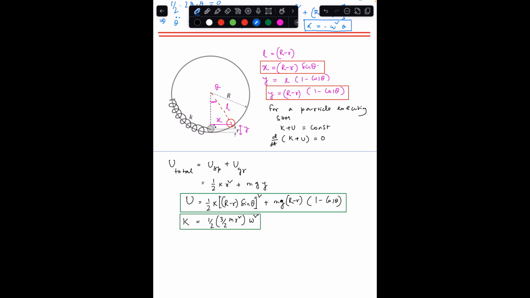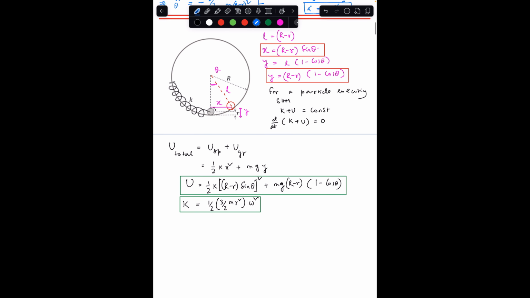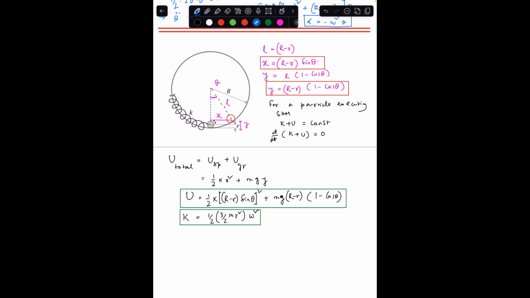Without doing any approximation, we can first do the derivative and then we can go for the approximation. What is that? Check here. L is equal to R minus r, x is equal to (R minus r) sine theta, y is equal to L into (1 minus cos theta), that is (R minus r)(1 minus cos theta). We are going through the same derivation. K plus U is constant, d/dt of K plus U is equal to 0. U total is equal to this one. Now, let us do the derivative. It's a bit time taking, but watch out very patiently.